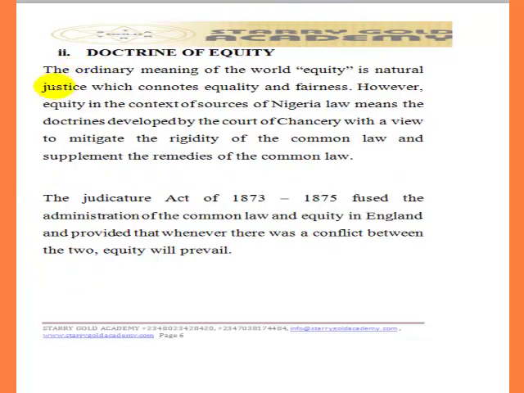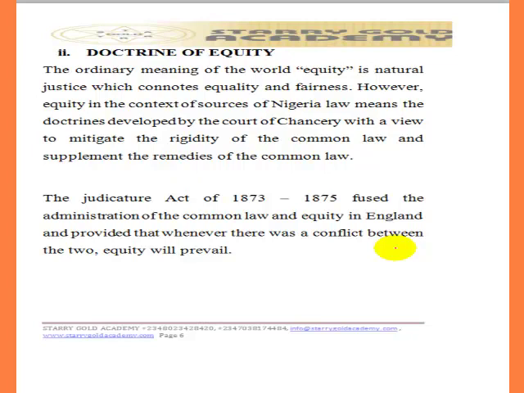Let us look at the second one, which is doctrine of equity. Equity has to do with fairness. So that is why this place says the ordinary meaning of equity is natural justice, which has to do with equality. It has to do with fairness. So it also has to do with good conscience. Equity was introduced into England because of the position or the rigidity of common law.